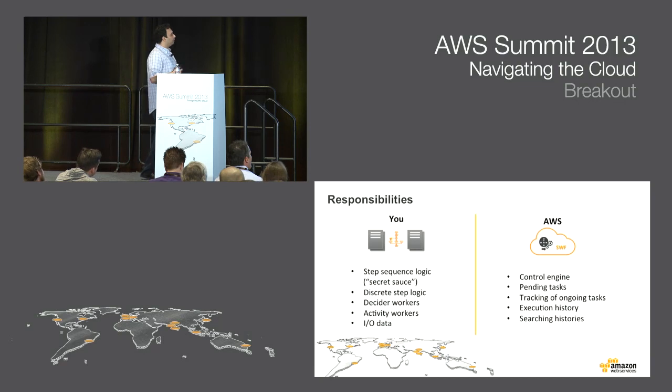AWS and Simple Workflow provide everything else. So we provide the control engine, which creates these tasks, assigns these tasks, and holds tasks while they're pending. Simple Workflow also keeps track of the tasks as they're ongoing, and you can put time limits on how long those tasks can execute. It, of course, maintains the distributed execution history, and it also provides features that help you with operational tasks. So you can walk up to the Simple Workflow console, drill down into individual workflows that are running, and look at the history at the event level. That's very useful for things like debugging or auditing.